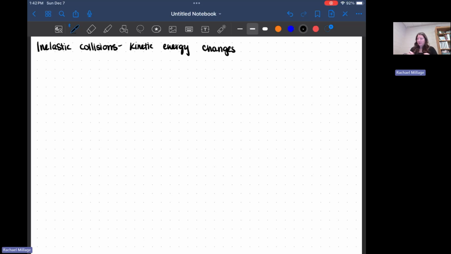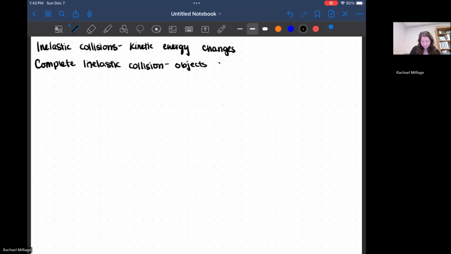We're going to talk mostly about completely inelastic collisions. If we're talking about a complete or perfect inelastic collision, we're talking about the objects sticking together after colliding. Hopefully you saw this in your conservation of momentum packet yesterday. So objects will collide and they'll stick together.